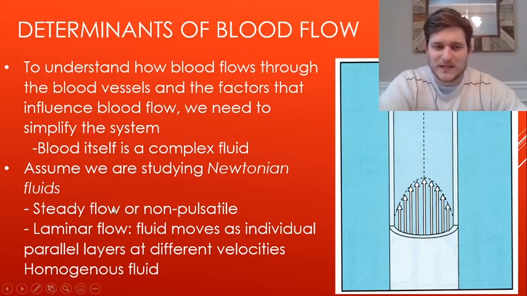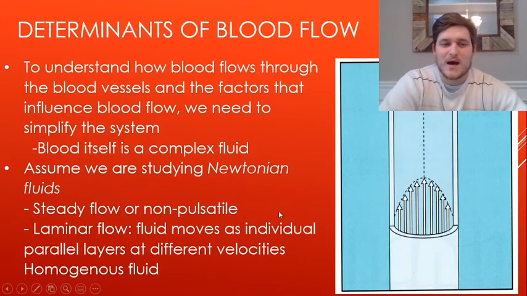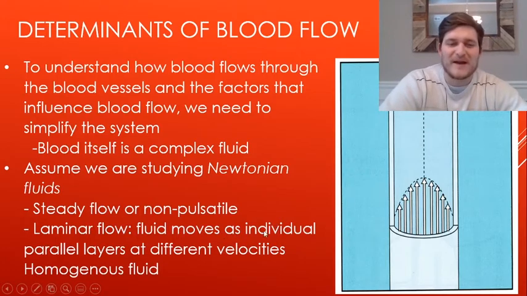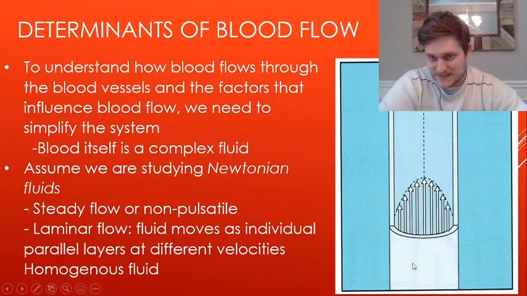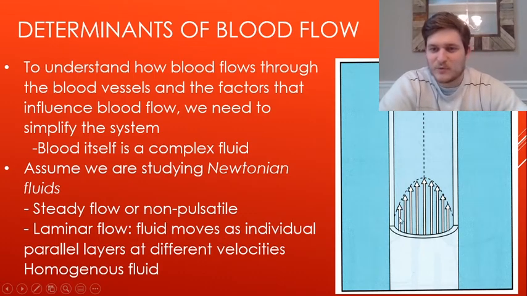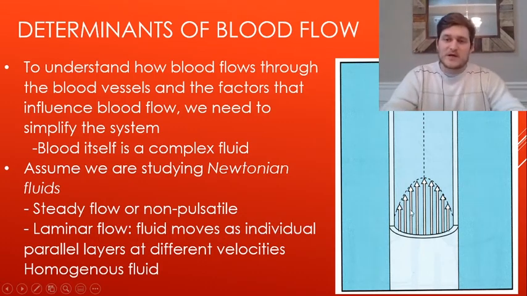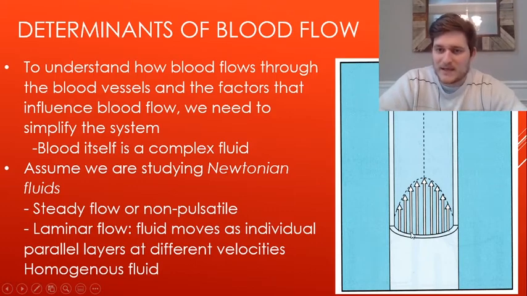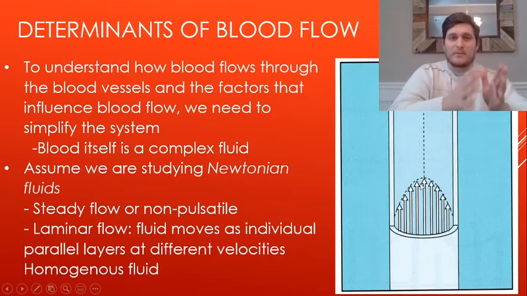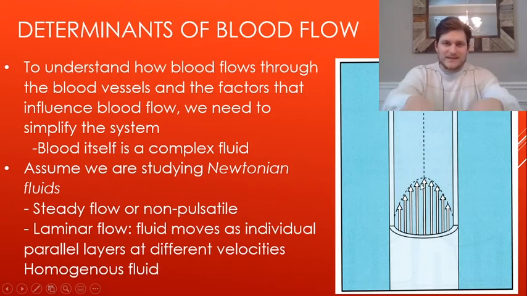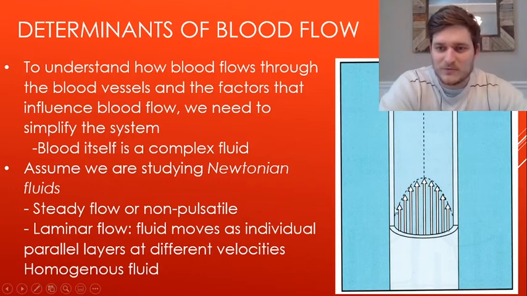And we're going to mainly assume that we're talking about laminar flow, which is when the fluid moves as individual parallel layers at different velocities. That's depicted here in this figure to the right, where you have these individual vectors of the fluid that is moving forward, and they are all parallel to one another, right? Moving in that same direction.